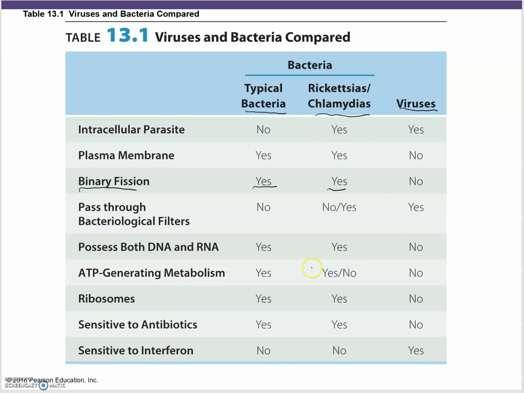One characteristic of viruses is their size, and here the feature of whether something can pass through a bacteriological filter is known to distinguish particles by their size. Viruses can pass through bacteriological filters. That means they are way too small to be held back by any type of biological membrane that we can think of. The genetic material, of course, is present in both bacteria and viruses.